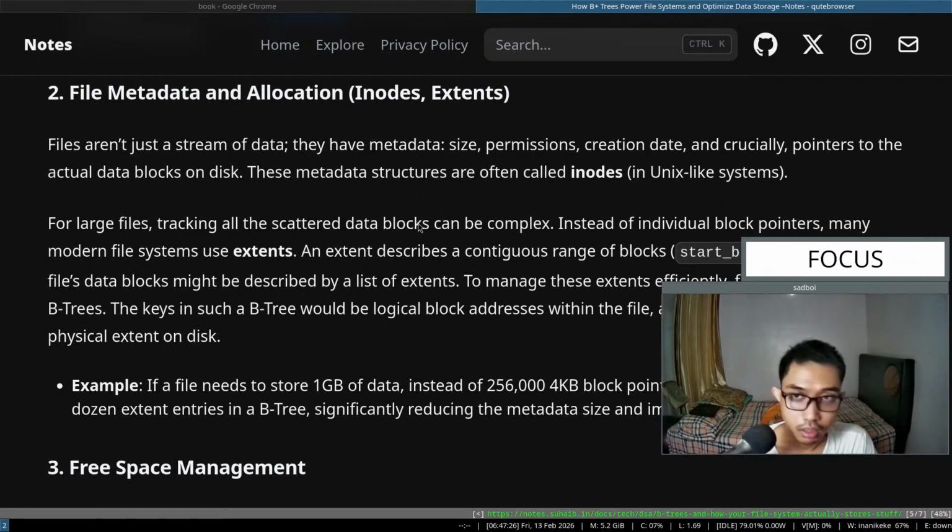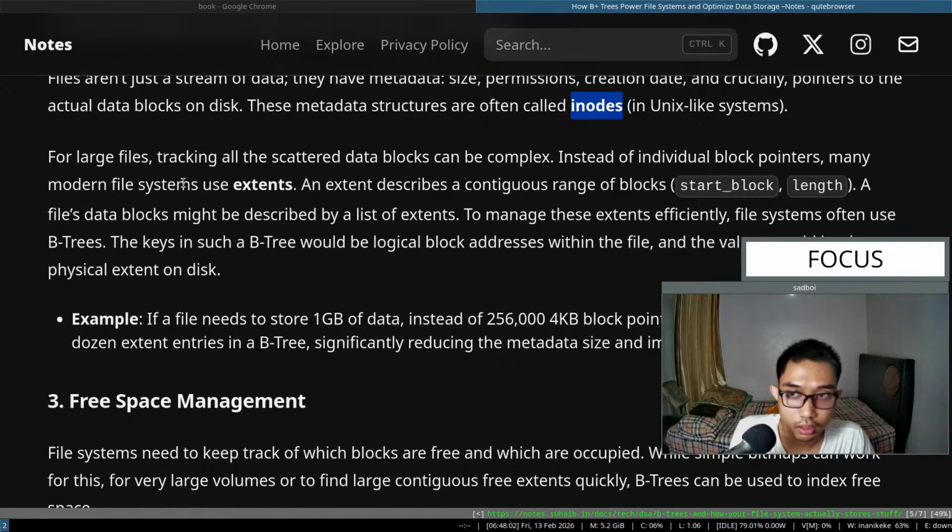File metadata in a location... Files aren't just a stream of data, they have metadata. Right, like size, permission, creation date, and pointers to the actual data blocks on disk. These metadata structures are often called inodes. Oh, okay.